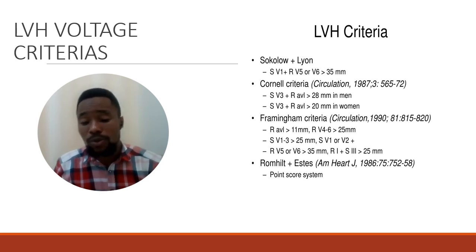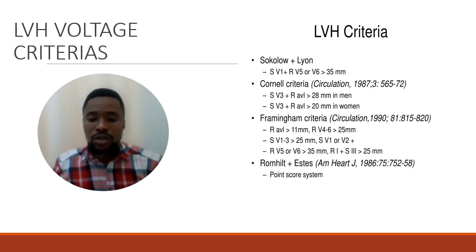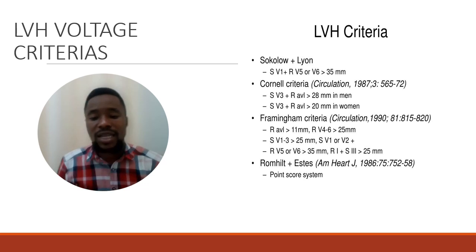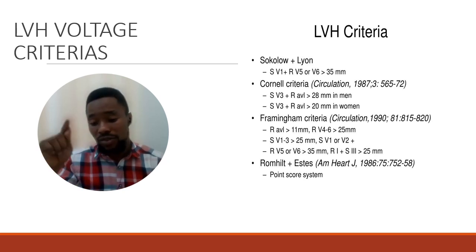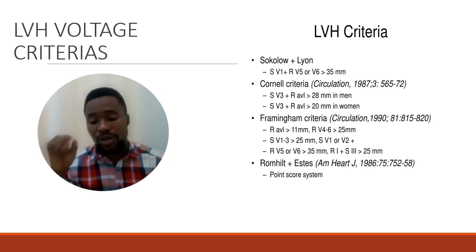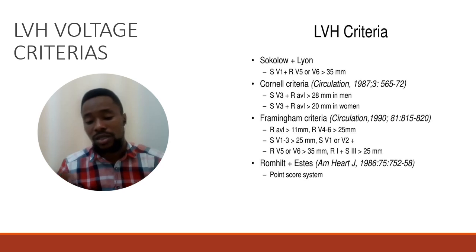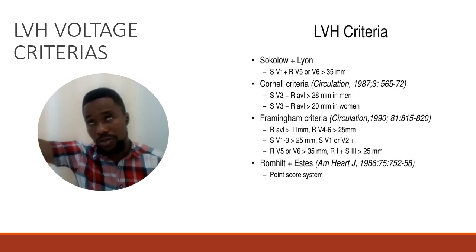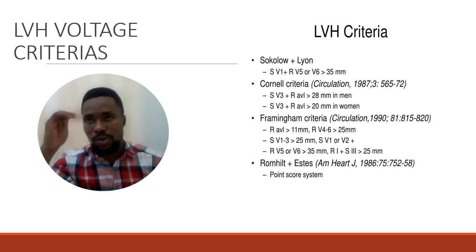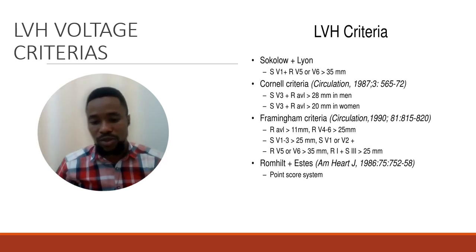We have the most common one, Sokolow-Lyon. This is calculated by counting the number of small boxes in your V1, that is the S wave in V1. S wave is the one after the R wave. So when you count the number of small boxes there, just like a storey building, ground floor, first floor, like that. So you count the small boxes to know how long it is.